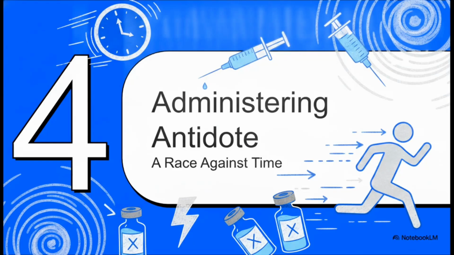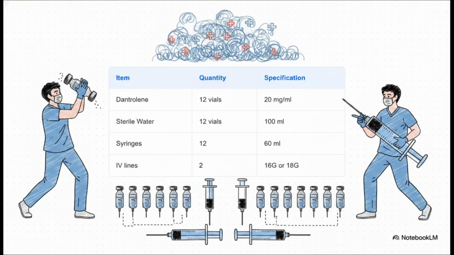body. Section 4. Administering the Dantrolene antidote. A logistical race against time. Now, the sheer scale of resources required to administer the antidote is massive. You don't just push one little syringe. You need 12 vials of Dantrolene, 12 massive 60-milliliter syringes, and 12 vials of sterile water. Plus, you need 2 large-bore IV lines inserted just to pump that sheer volume of fluid in.